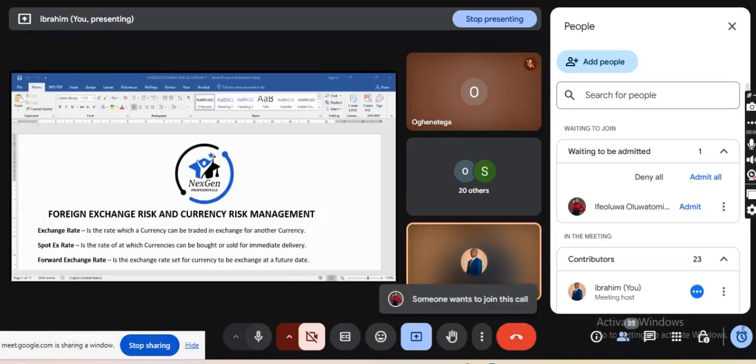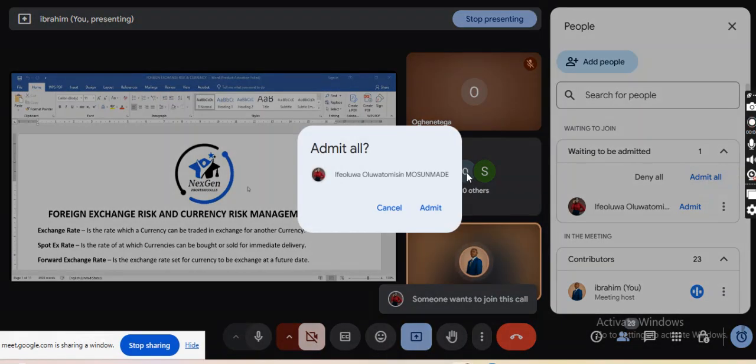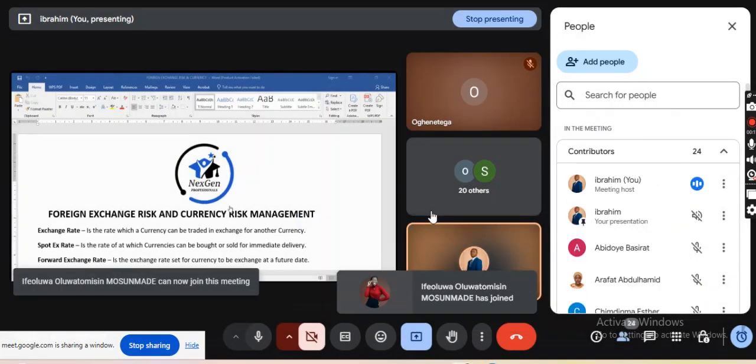So, our new topic today is foreign exchange rates and currency management.